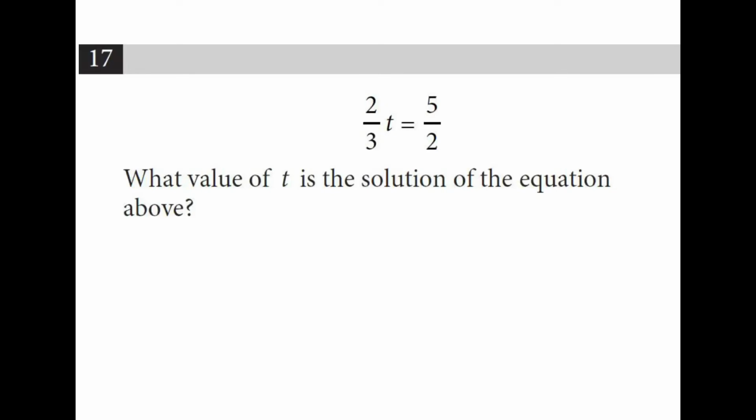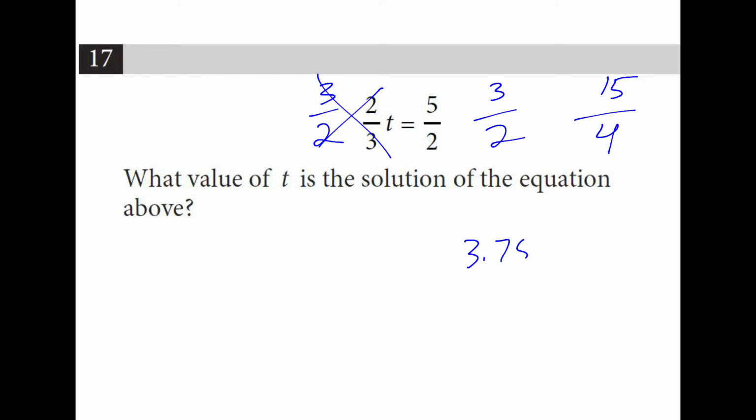To find what t is, we multiply by the reciprocal. Cancels out here, and you multiply straight across. 5 times 3 is 15, 2 times 2 is 4. The answer is 15/4, and if you wanted it as a decimal, 3.75.